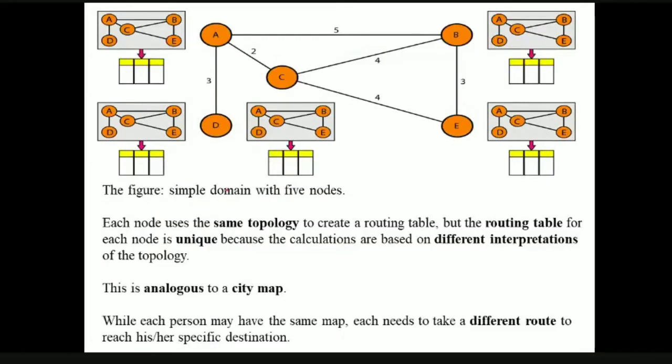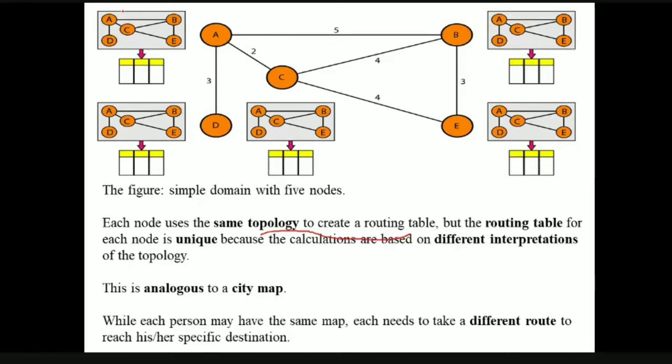Now, we have 5 nodes. This domain consists of 5 nodes. Every node uses the same topology to create a routing table, but the routing table for each and every node is unique. Why? Let us say I want to go from Vishakhapatnam to Nagarpolsa. The city map is the same for all the people going from Vishakhapatnam to Nagarpolsa, but the people may be located at different places in Vishakhapatnam, right?